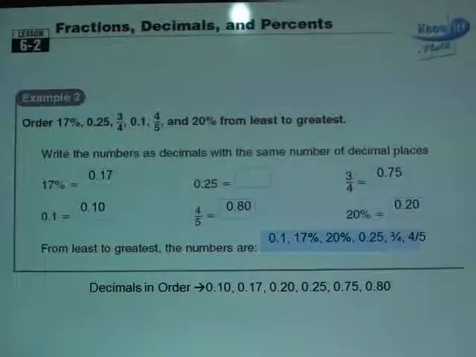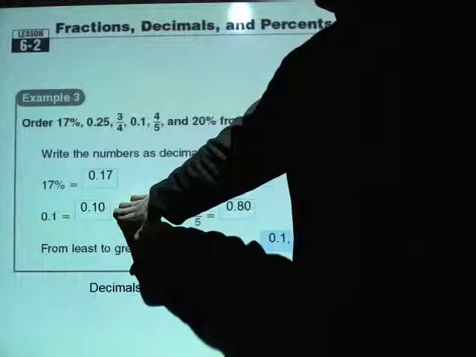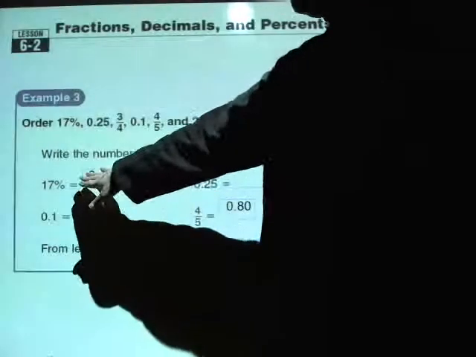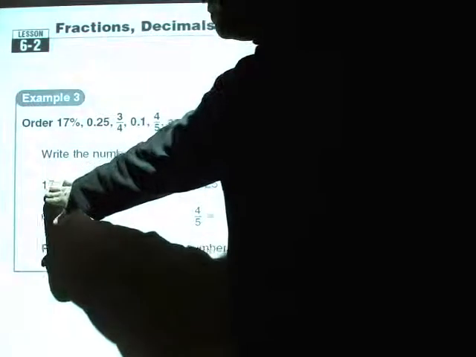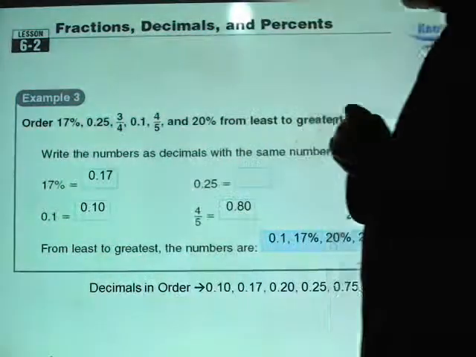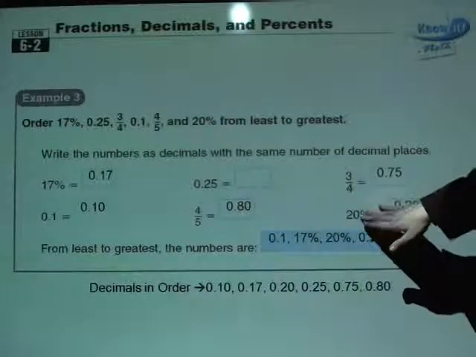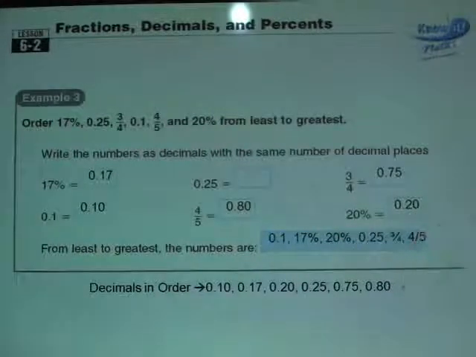So the 2 things that are already decimals there, 0.25 and 0.1, that's really not much work at all. 17%, we're going to get rid of the percent sign and move the decimal twice to the left. That's how I come up with 0.17. And 20%, I'm going to get rid of the percent sign and move the decimal twice to the left, 0.20. I'll talk about why I wrote that as 0.20 in just a second.